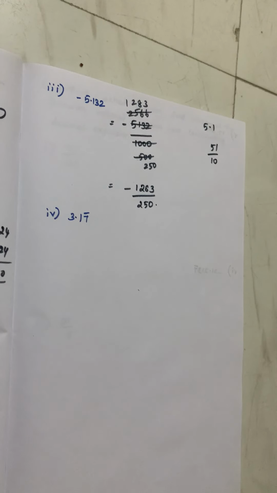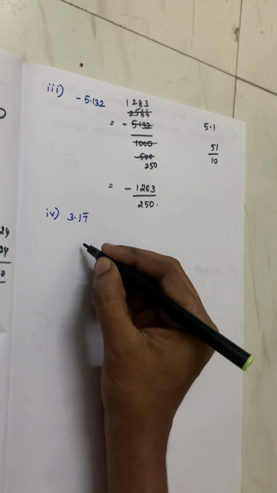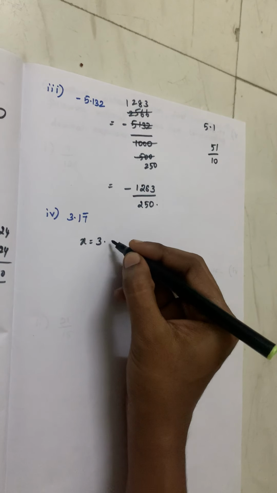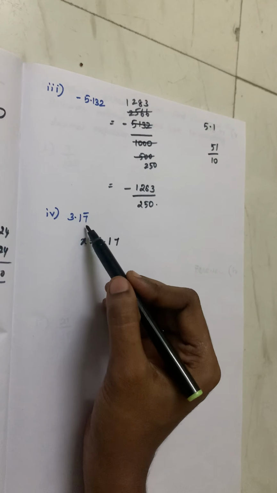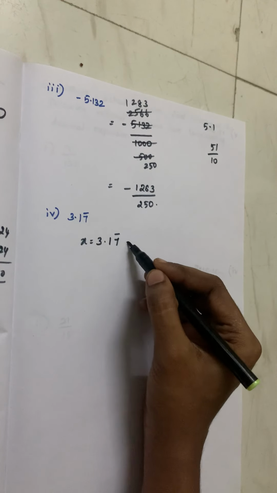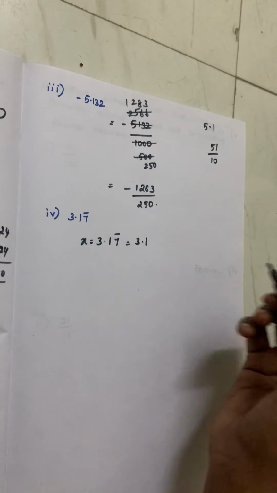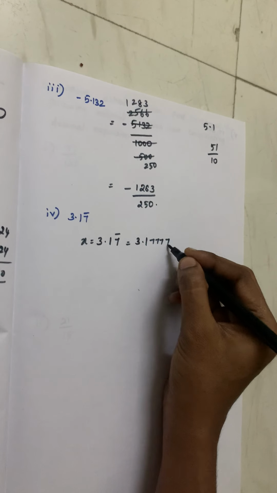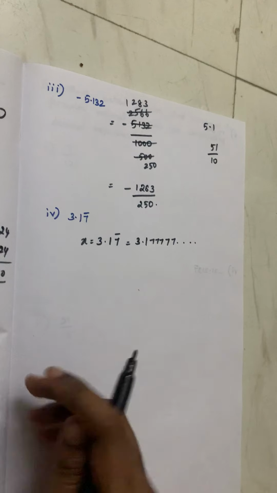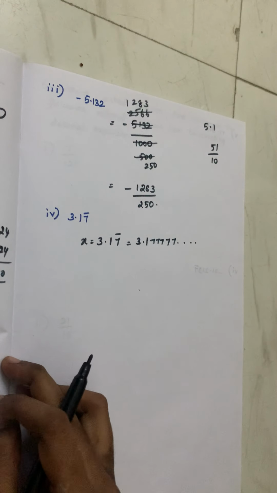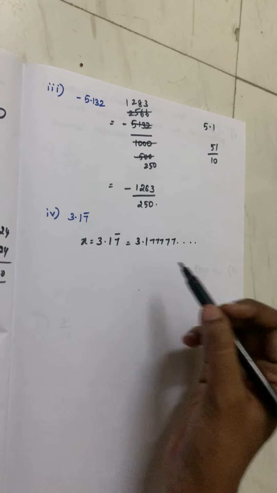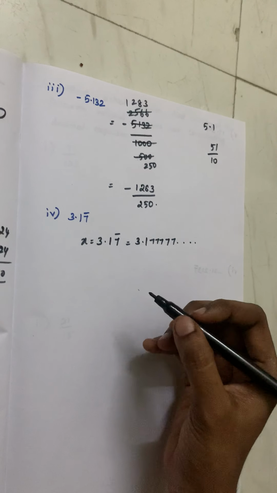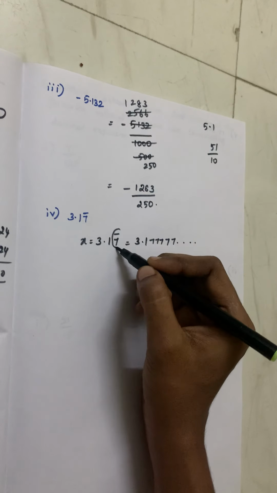So next is the fourth sum. Fourth sum the same way. Take x equal to 3.17 with the bar. Here see carefully, children, the bar is only for 7. So only 7 should be repeated, not 17. 7, 7, 7, it goes on. So after the decimal point, you should see only this bar number.